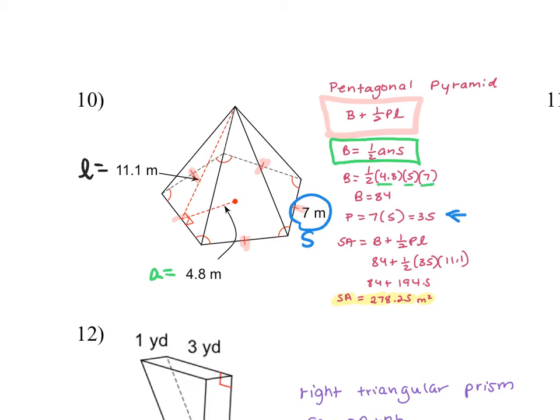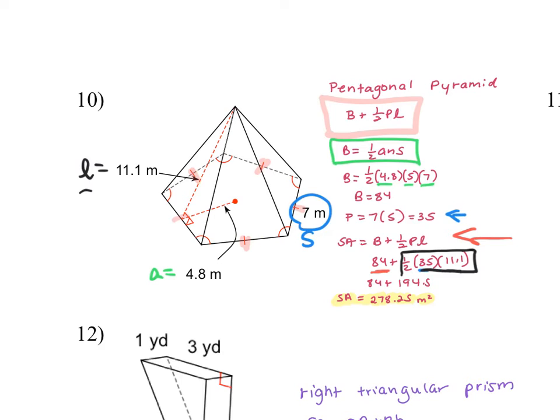Now that I've calculated the base, the perimeter, and I have my slant height, I can plug it in to this formula. My base was 84, my perimeter is 35, and my slant height is 11.1. So I'll multiply these three. I get 194.5, add that to the base area, and the total surface area of this pyramid is 278.25 meters squared.